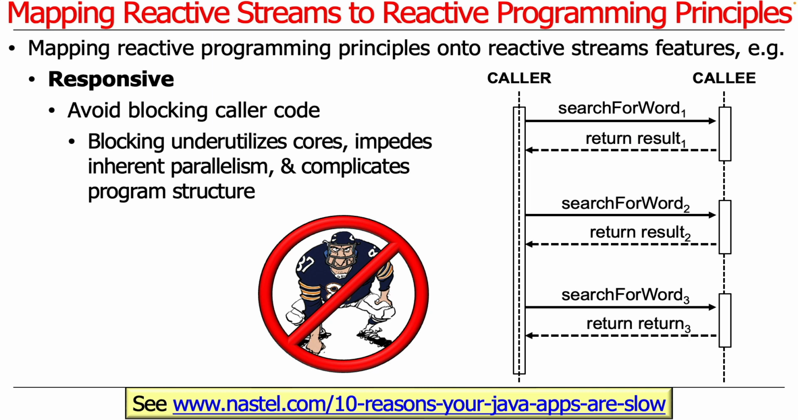So the issue we're trying to avoid is blocking. Why do we not want to block? The reason is that when you block a thread, like waiting for I/O, for example, that ends up underutilizing the number of cores on the processor unless you go to heroic lengths with adaptive thread pools. It impedes the amount of inherent parallelism, and it can also potentially complicate program structure.